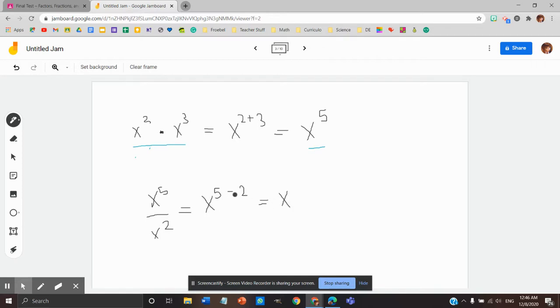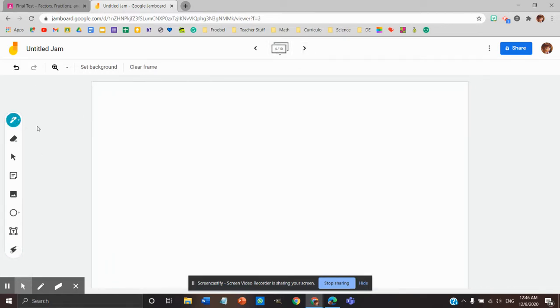And this is going to be 5 minus 2, which equals 3. And again, I can only do this if my bases are the same, if they're alike. So for example, if I had something that looked like x to the 2 divided by y to the 2, I cannot do anything about this. Why? Because I have an x and I have a y. They're different bases. Therefore, I cannot simplify them.